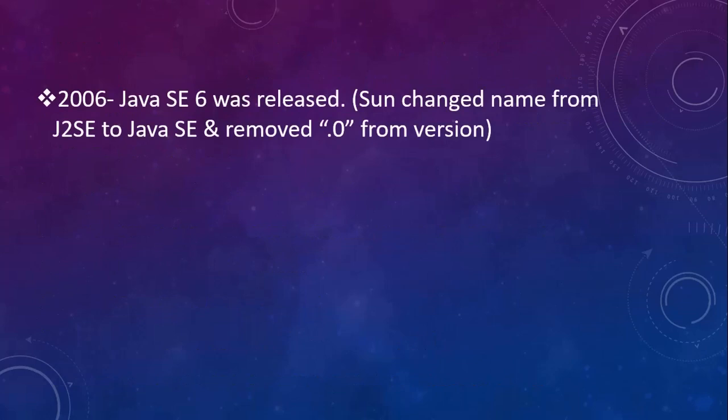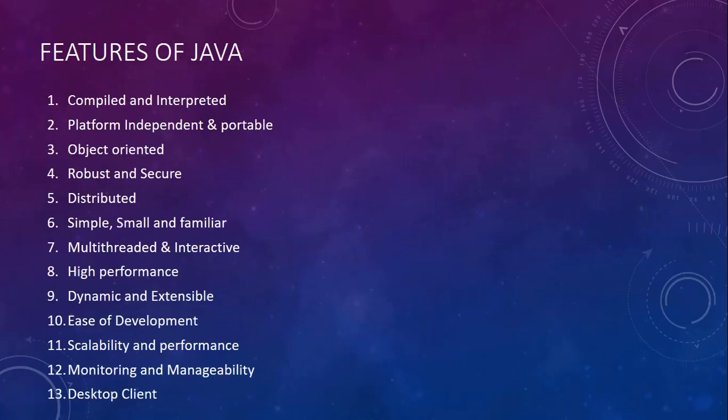Now in 2006, after Java 5.0 was released, they came up with the next version, that is Java SE6. Please note that actually 6.0 should have been the name, but they just removed the .0 from the version, so it was called Java SE6 and not Java SE 6.0. Then in 2011, Java 7 was released, and after Java 8, 9 and 10 being released in between years, today we have the version Java 12.